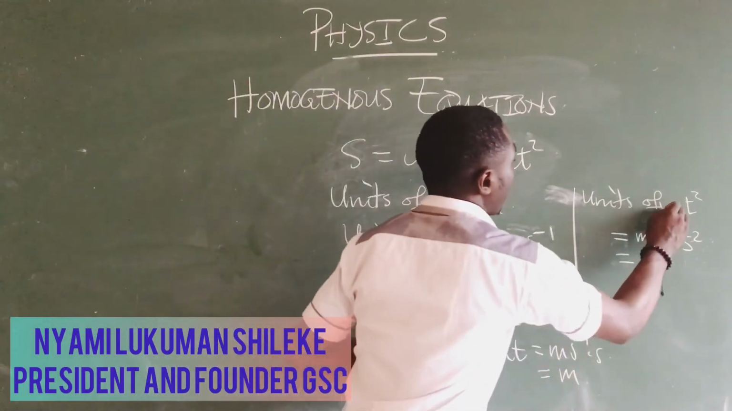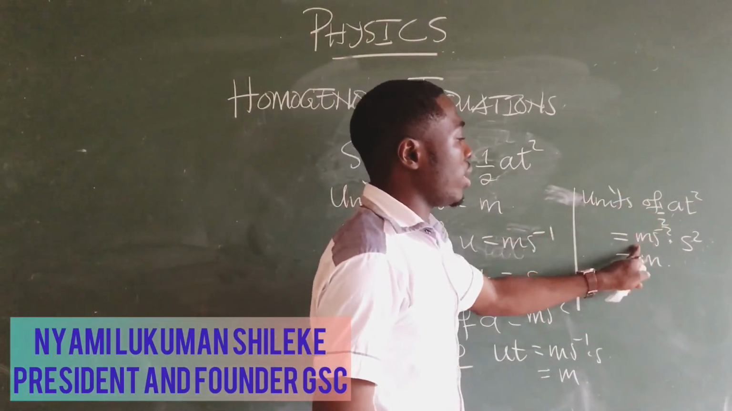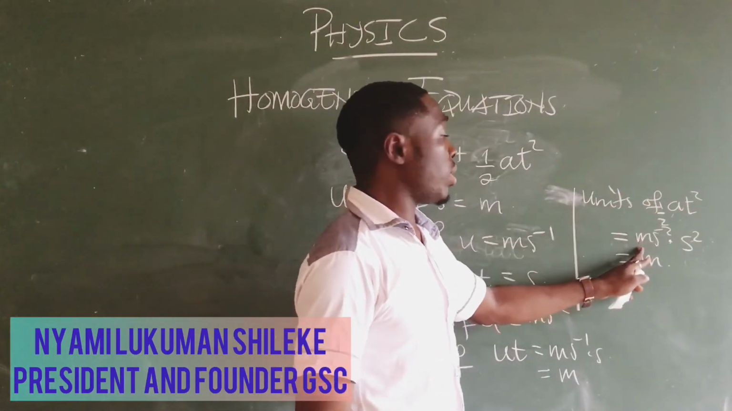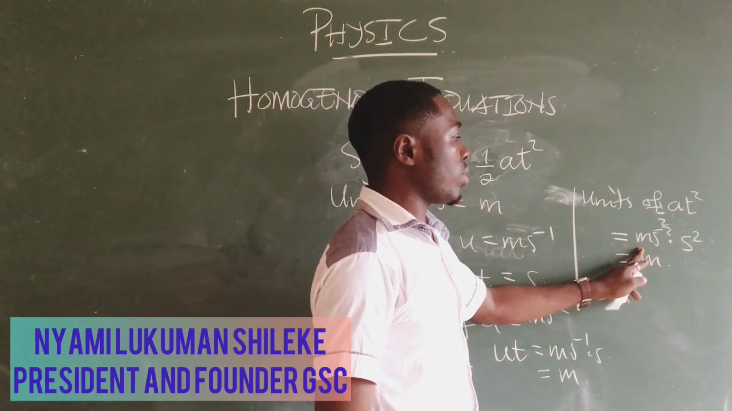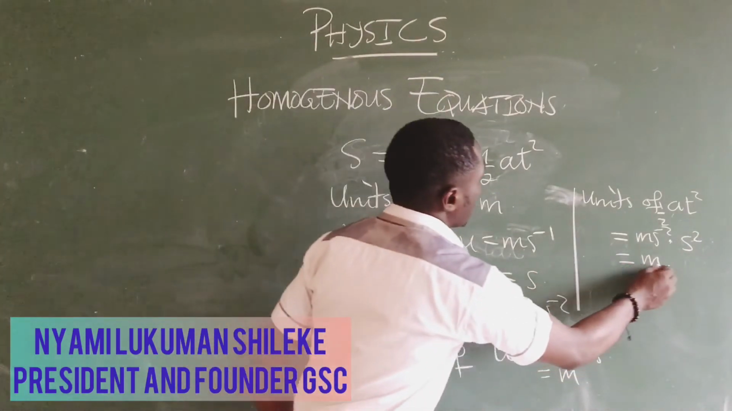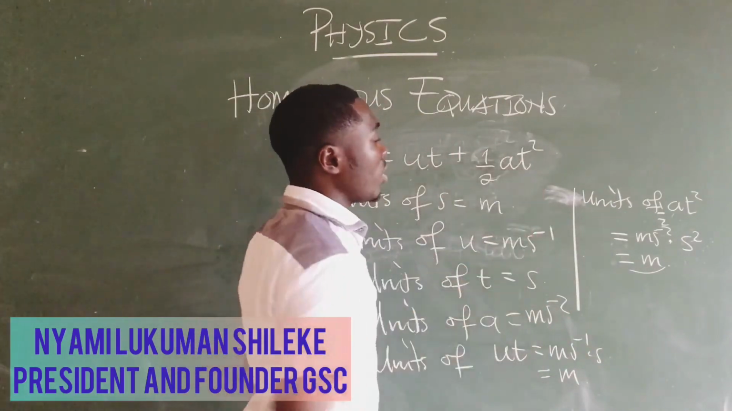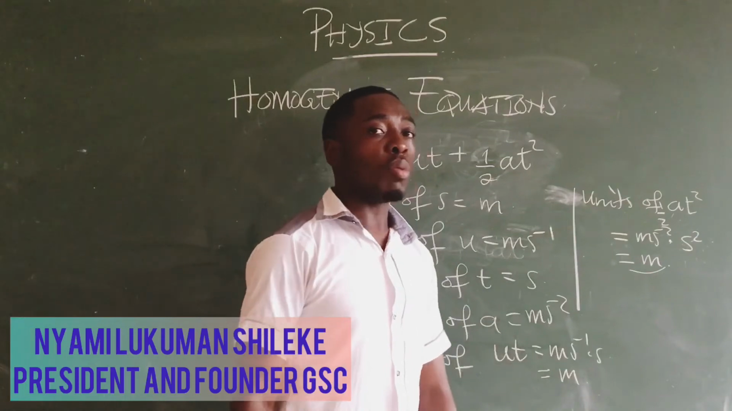So sorry, units of half at squared. Now half has no unit, so it has nothing to do with the units of the half at squared. So here I can say, since according to our definition each term in the equation has the same unit, therefore the equation is homogeneous.